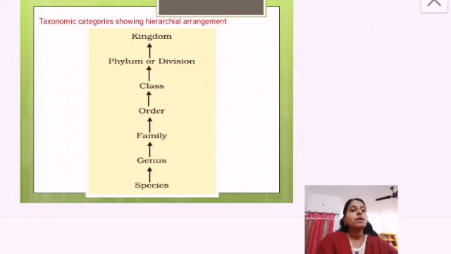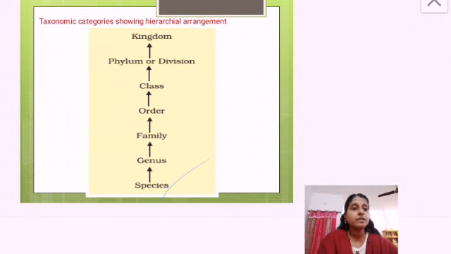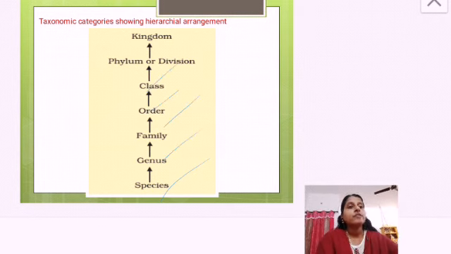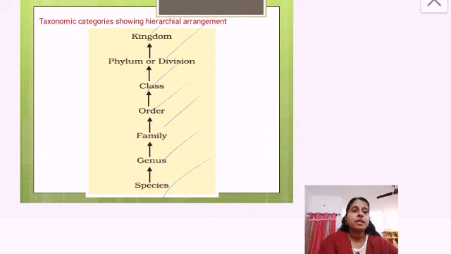Number one, the lowest one is the species. Species is followed by genus, family, order, class, phylum or division, then kingdom. If you come from the top, it is kingdom, phylum or division, class, order, family, genus and species. These are the arrangement, in one order.